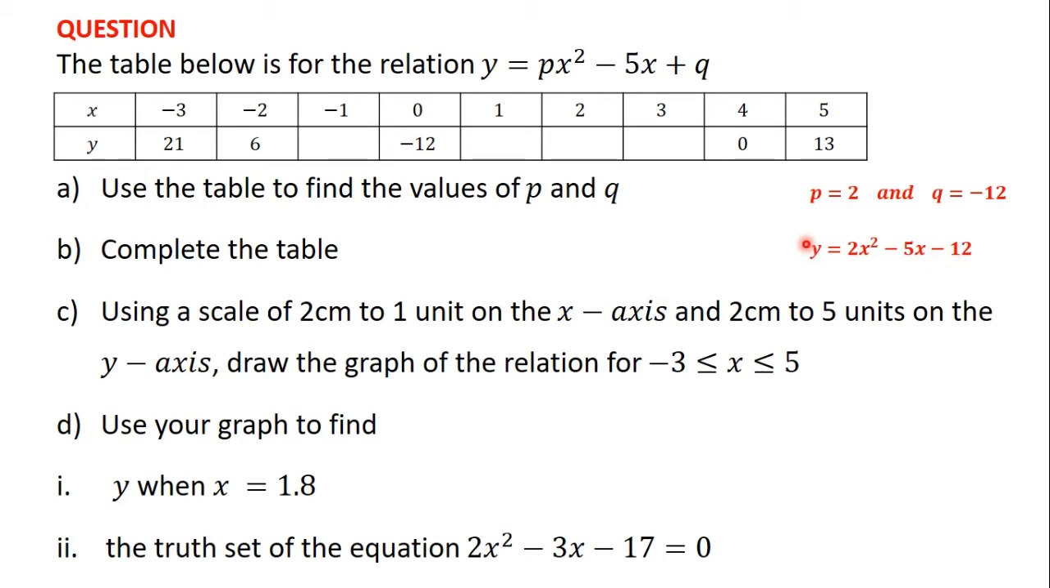We then used the relation y is equal to 2x squared minus 5x minus 12 to find the missing y values in this table. So we completed this table for the relation. In this video, we are going to use the values of x and y in the table we completed in the previous video to draw the graph of the relation y is equal to 2x squared minus 5x minus 12. Then we will use the graph to answer the D part of the question. So let's begin by drawing the graph.